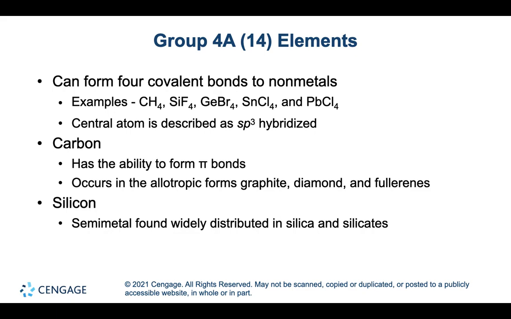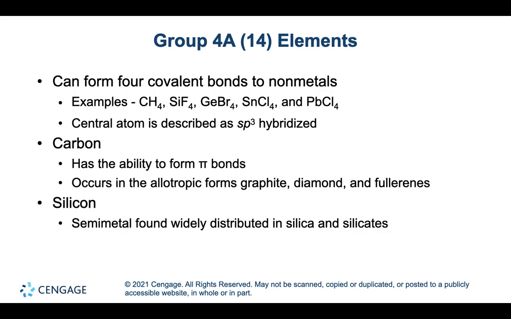So at the top of the table and even all the way down to lead, we can form covalent bonds to 4 nonmetal atoms: CH4, SiF4, PbCl4. These would be sp3 hybridized and tetrahedrally arranged. Carbon is unique in its family in its ability to form pi bonds. And carbon can bond in various allotropes: graphite, diamond, fullerenes, which are those sphere-shaped molecules of carbon.